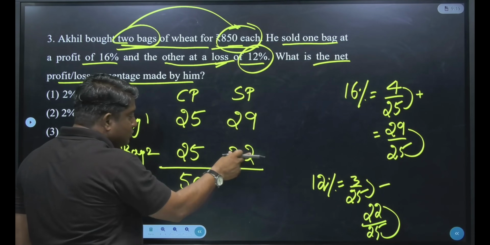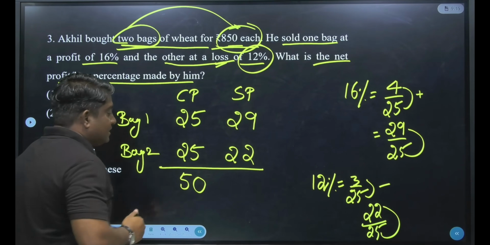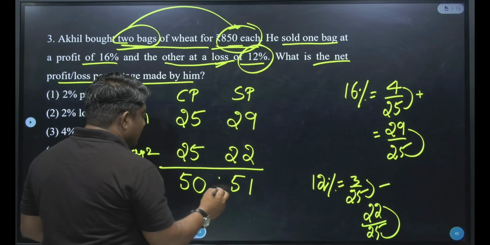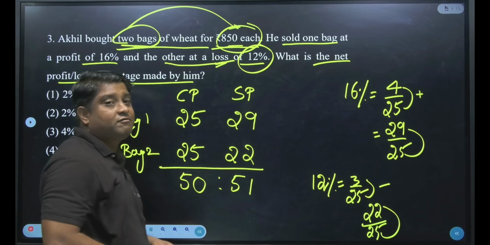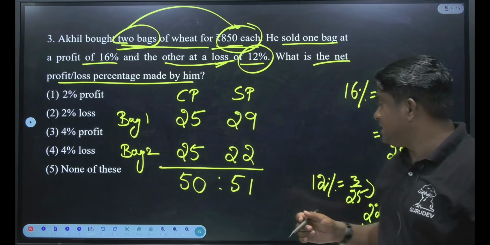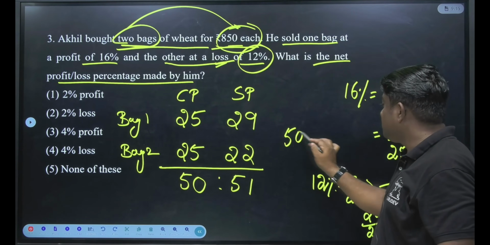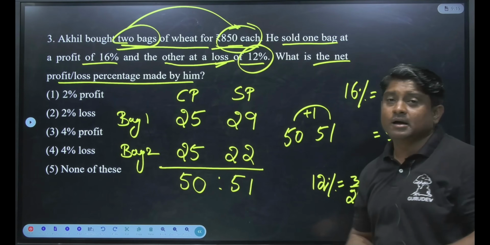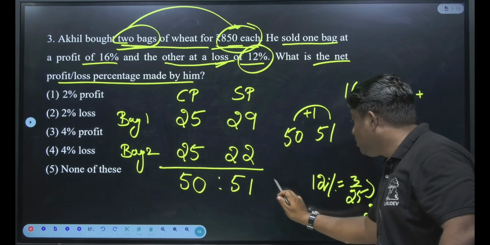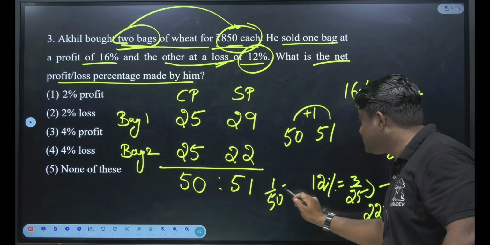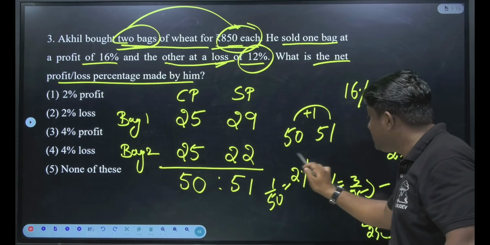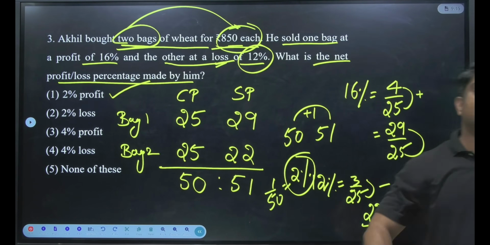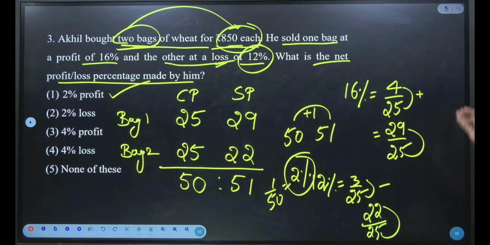Both the bags are sold for how much? 22 and 29 is nothing but what? This will be 11 and this will be 5. That means he bought it for 50 rupees and he is selling for 51 rupees. Plus 1 rupee is the profit. That is nothing but 1 by 50. 1 by 50 is nothing but 2% profit. Option number 1 will be the right answer. With the help of the fraction, you can solve it easily.